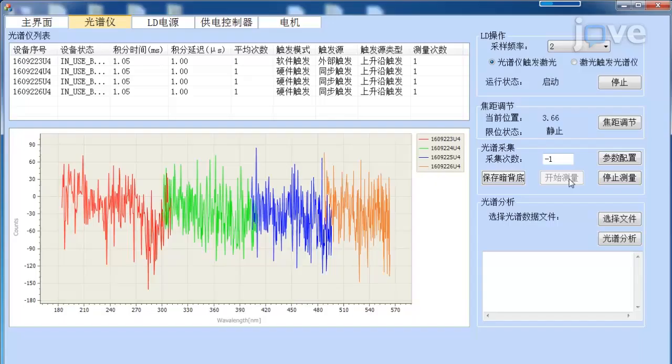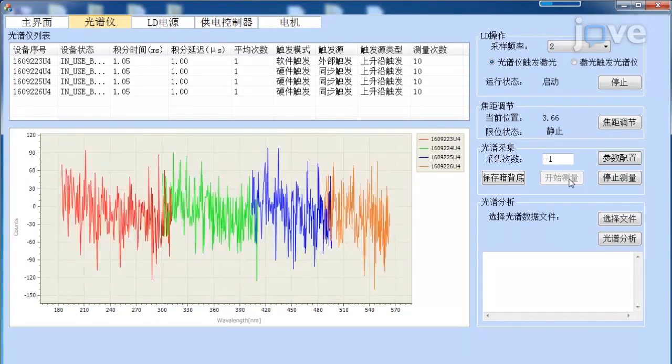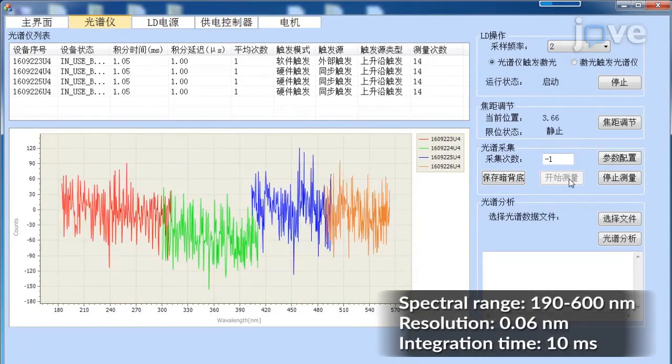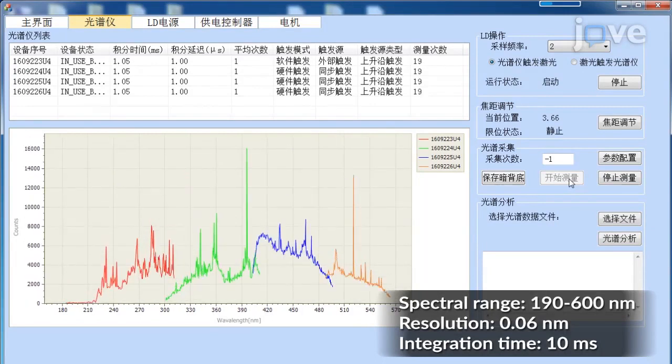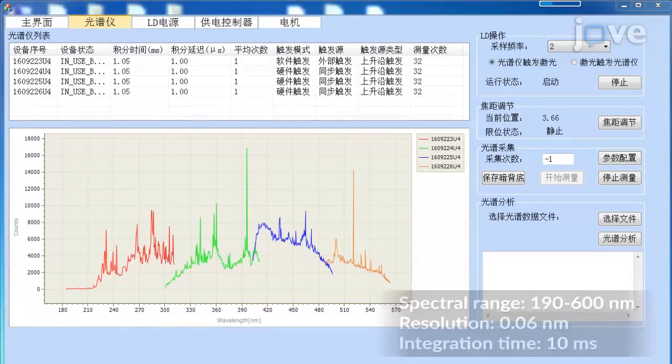Open the spectrometer and the spectrum acquisition software and determine the spectrum using a spectral range of 190 to 600 nanometers, a resolution of 0.06 nanometers at a wavelength of 200 nanometers, and an integration time of 10 milliseconds.